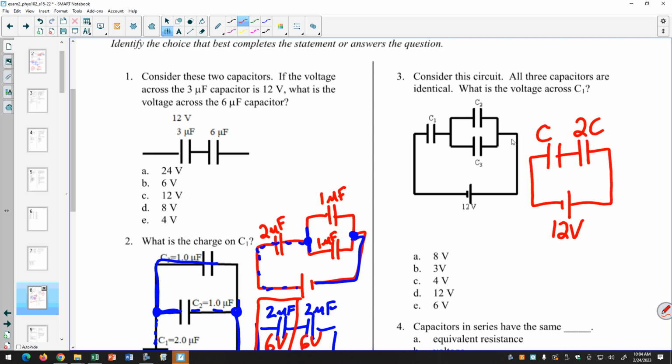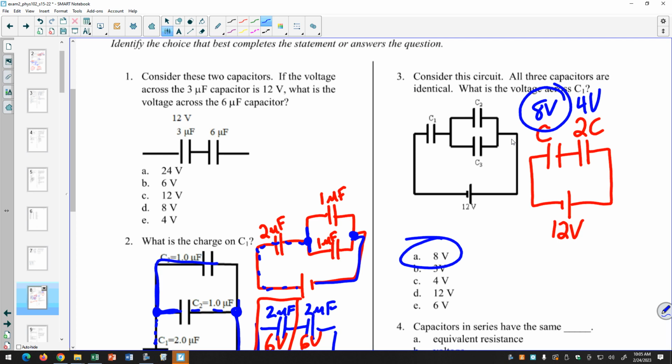I know that one is twice that of the other. In this case, you have to think about the distribution of the voltages, because there's no numbers to put in, so I can't find the equivalent capacitance. Well, the big capacitor has the small voltage. The small capacitor has the big voltage. They have to add up to equal 12, and they're different by a factor of 2. So this is going to be 8 volts and 4 volts. And then the voltage across C1 is this 8 volts.